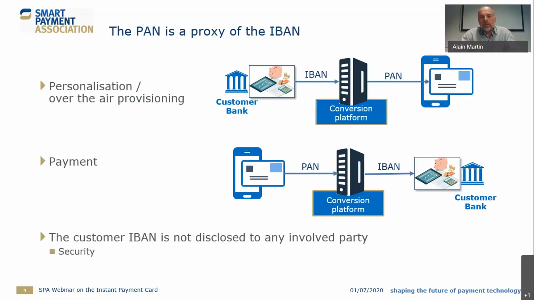The other aspect to highlight in this proposition is this notion of PAN being the proxy of an IBAN. As a matter of fact, PANs of debit cards today are already the proxy of an IBAN, but that's another subject. Here we're just reinforcing this aspect in the fact that for instant payments, the customer IBAN is the source of the payment. And to digitize this in a card or a mobile phone, we propose to reuse the PAN. And so the conversion platform serves this purpose during the personalization step of the card or the over-the-air provisioning step of the digital card in the mobile phone.